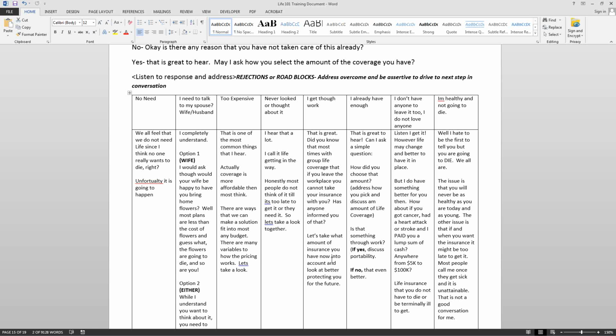Would anybody like to venture the guess of the difference? Is my mic on? What is the difference between a critical illness policy and an accelerated death benefit?